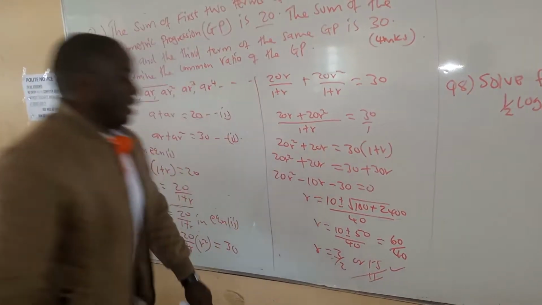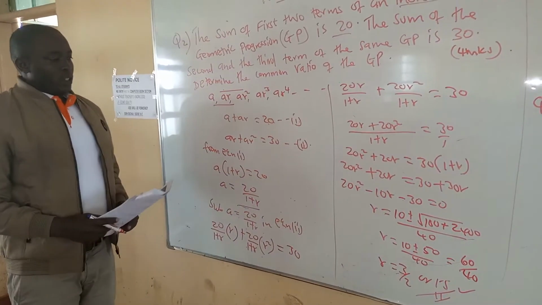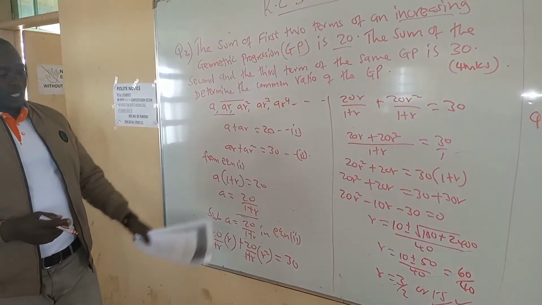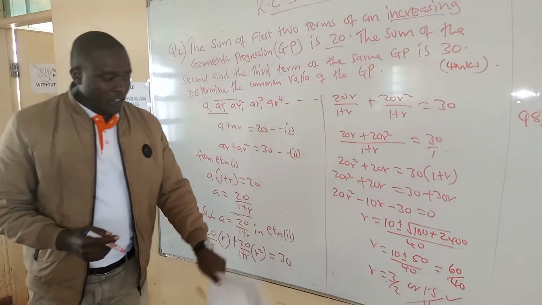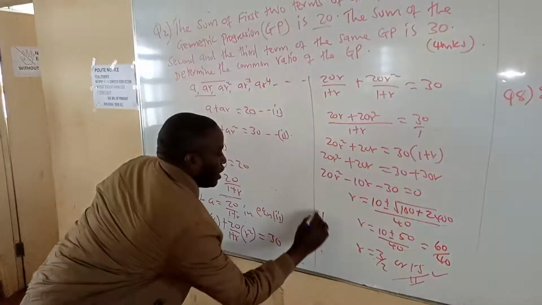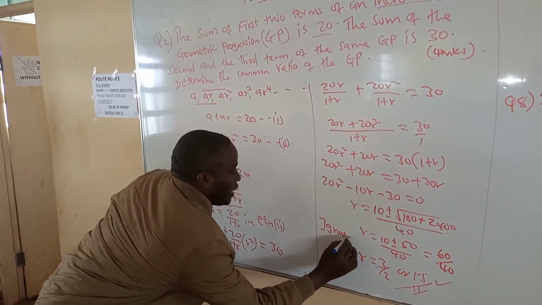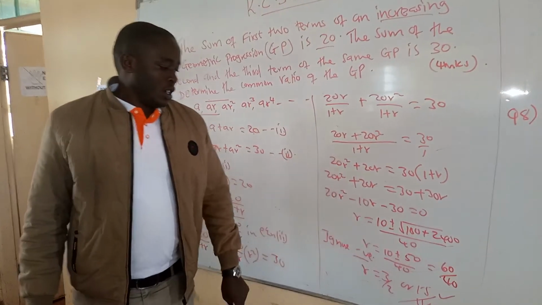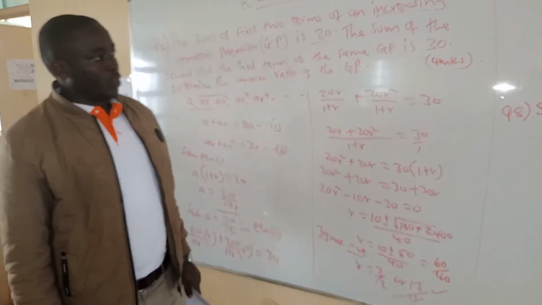So that is what you are required to do in that question. You want to take r to be positive because it's increasing. You ignore the negative, so that you have r to be positive, which is 3 over 2 or 1.5.